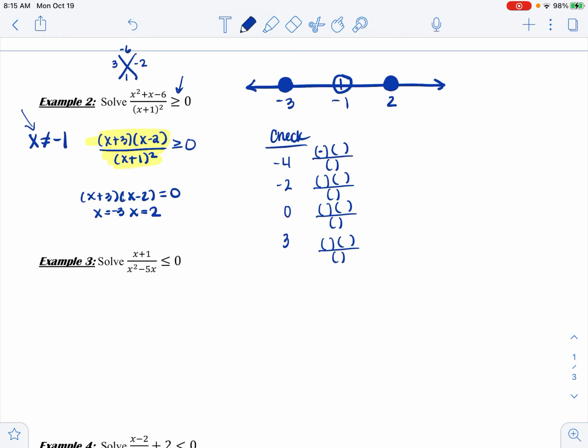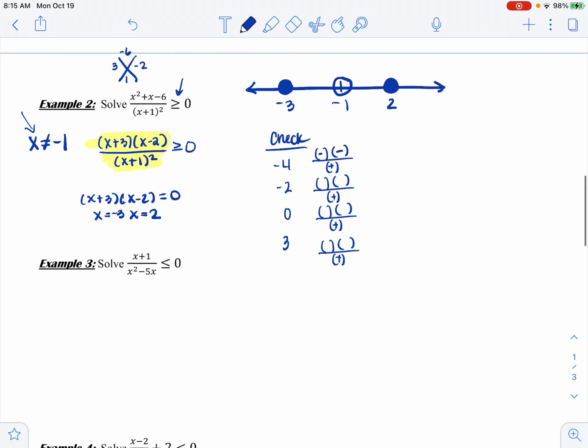Okay, so I'm going to start by plugging in -4. So -4 plus 3 is negative. -4 minus 2 is negative. -4 plus 1 is -3, but then I'm squaring it, so that's positive. So what I realize right now is I'm squaring what's in the denominator no matter what. So the denominator is always positive, so I'm just going to run through. I have positives there.